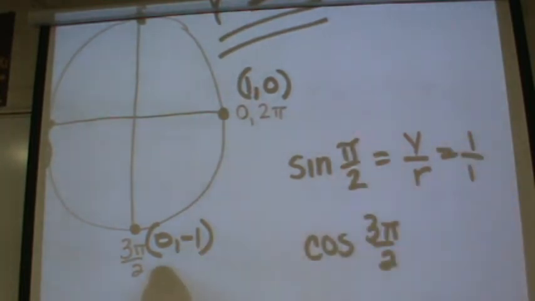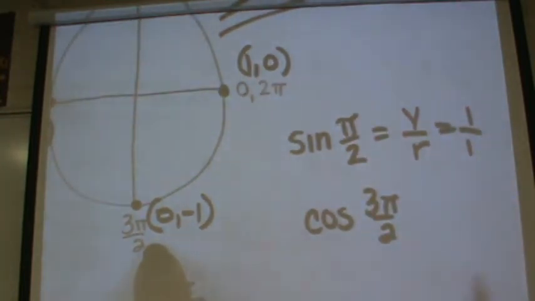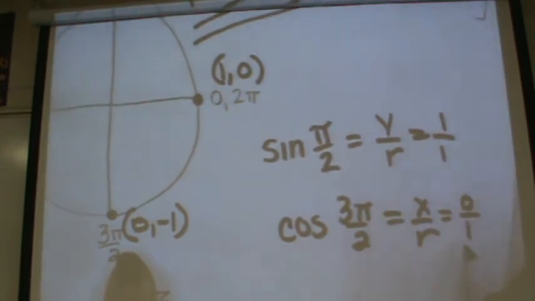If I said, what's the cosine of 3 pi over 2? Well, where's 3 pi over 2? Right here. And cosine is defined as x over r. Well, what is the x value here? It's 0. And what's r? 1. 0 over 1 is 0.